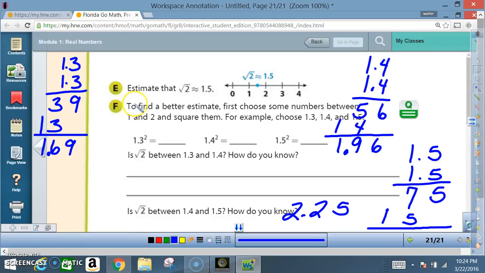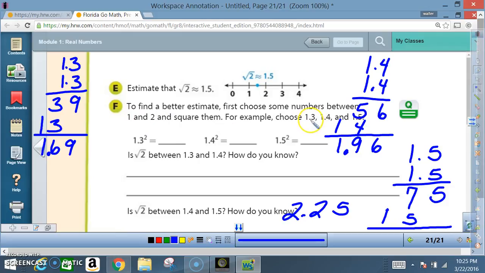Okay, now as indicated on the previous step, we estimated that the square root of 2 is approximately 1.5. All right, so if we had it on the number line, we would see that the square root of 2, which is 1.5, is going to be between 1 and 2. But here in F, it says to find a better estimate, first choose some numbers between 1 and 2 and square them. For example, choose 1.3, 1.4, and 1.5. Notice they're between 1 and 2.